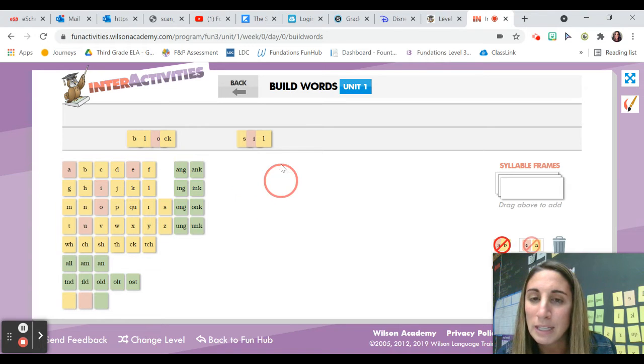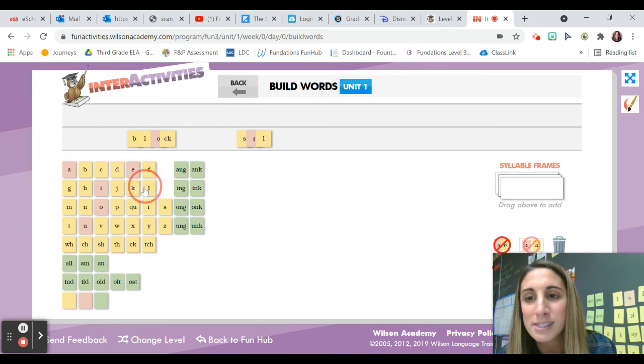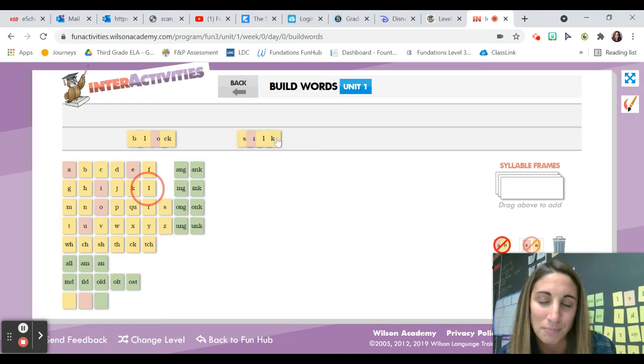Now, what would be our K sound here? Look at this right before it. Is it a short vowel? Nope. So what did we say? K. Right. Very good.